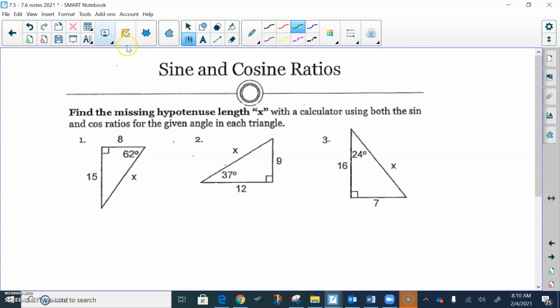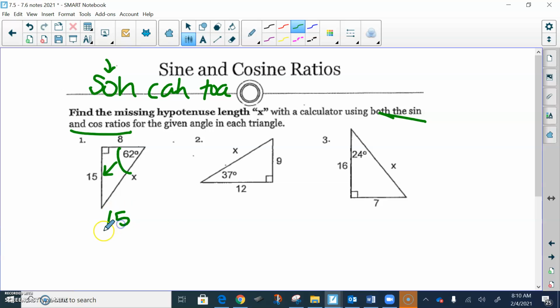Now this one seems a little silly because you're saying, hey, why wouldn't I just use Pythagorean theorem? Absolutely, you could use Pythagorean theorem. Usually you won't be given two side lengths, but they want you to use both sine and cosine just to get comfortable with it. So we'll just try it once. So from the 62, again, if we write our SOHCAHTOA, we're going to use opposite over hypotenuse. So opposite from the 62 is 15. So we're using sine of a 62-degree angle.